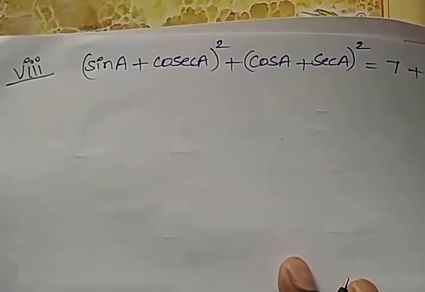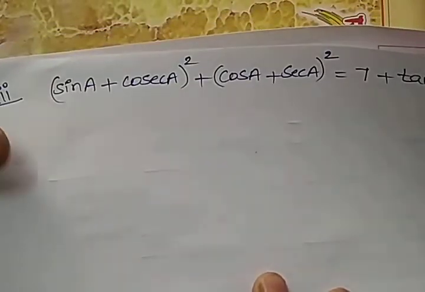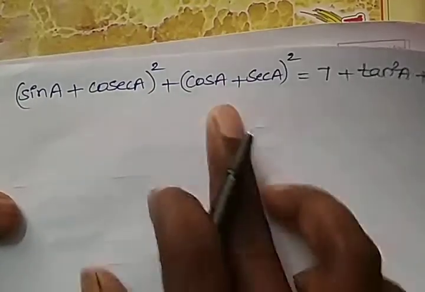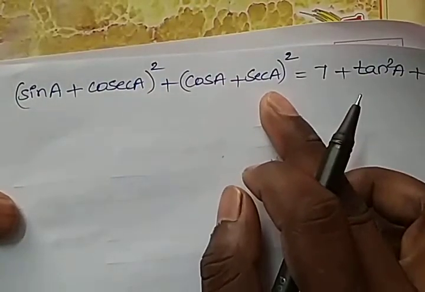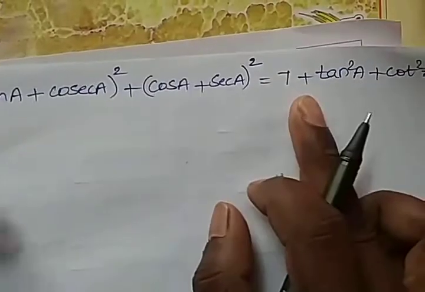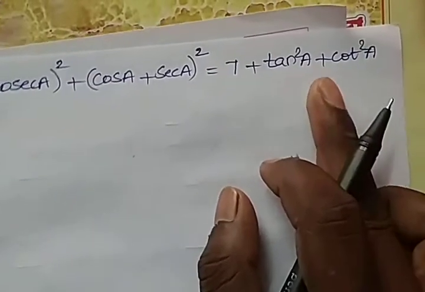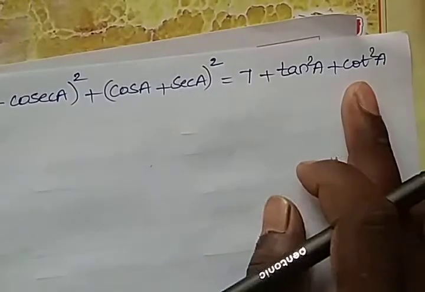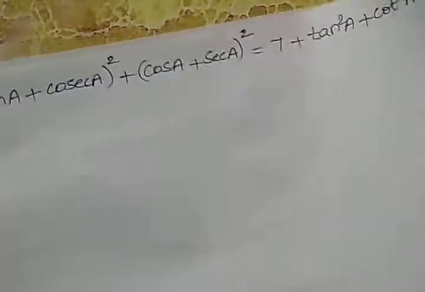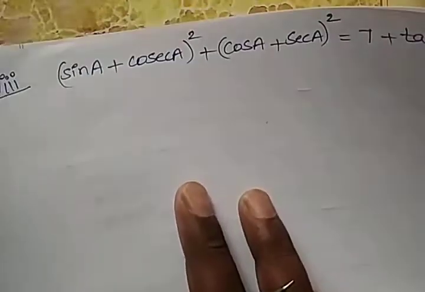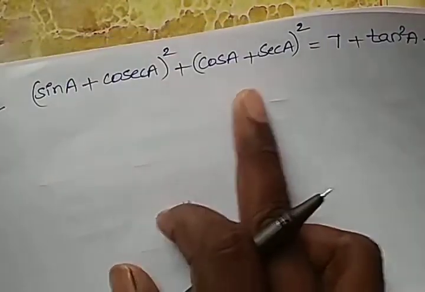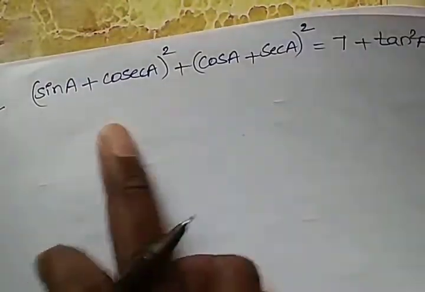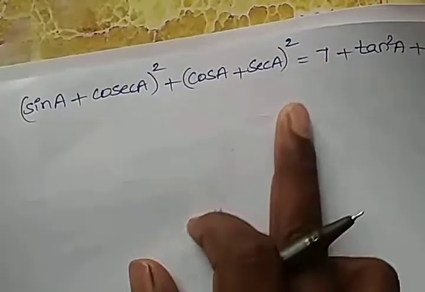Question number 8: (sin A plus cosecant A) whole square plus (cos A plus secant A) whole square is equal to 7 plus tan square A plus cot square A. We have to prove that this LHS is equal to RHS. So here we will take the first LHS value, that is (sin A plus cosecant A) whole square plus (cos A plus secant A) whole square.